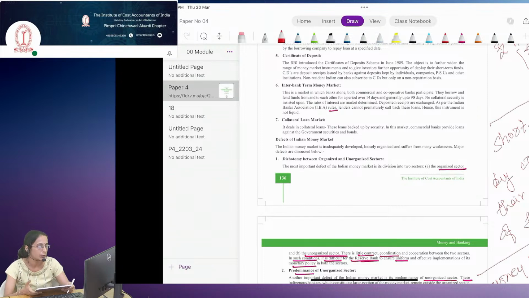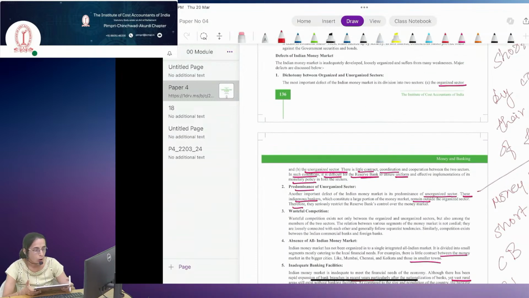So now we are moving forward to what are the defects in the Indian money market. The Indian money market is inadequately developed. It means that it is not much developed. There is no huge expansion of the money market in India. It is loosely organized and suffers from many weaknesses. Major defects can be discussed below.